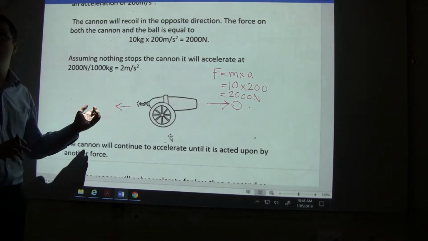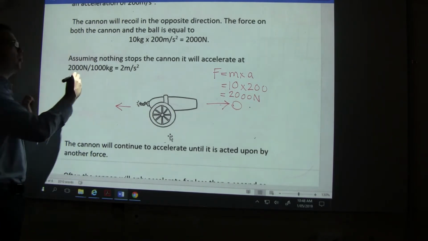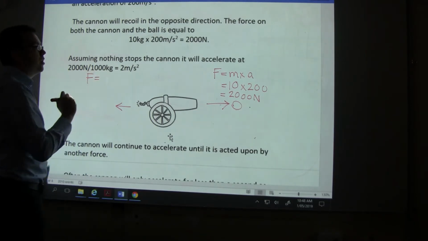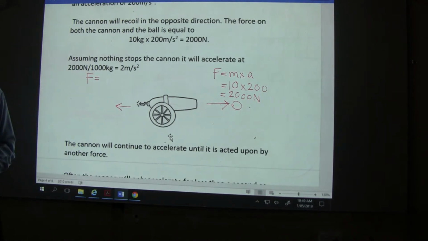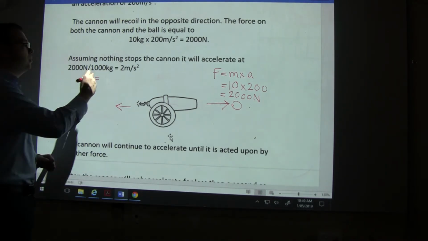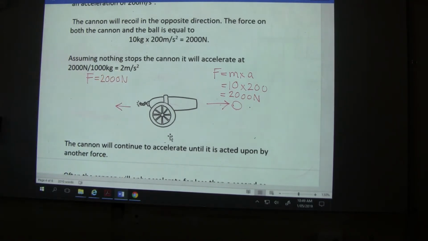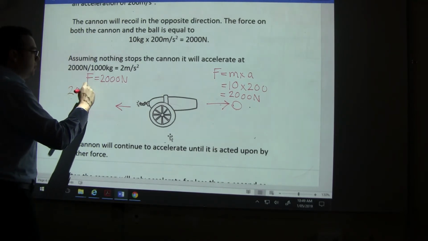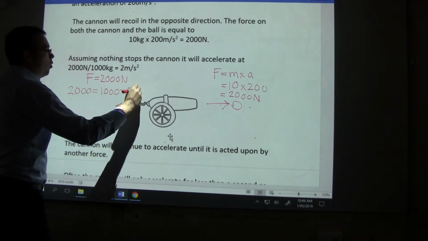Now, on the other side, what is the force that the cannon is going to shoot backwards? Its force has to be equal. The two forces have to be equal. What's the other force going to be? 2,000 newtons going in the opposite direction. How heavy is the cannon? What is the mass of the cannon? 1 ton. Okay, so what we're saying is 2,000 equals mass of 1 ton multiplied by what acceleration?